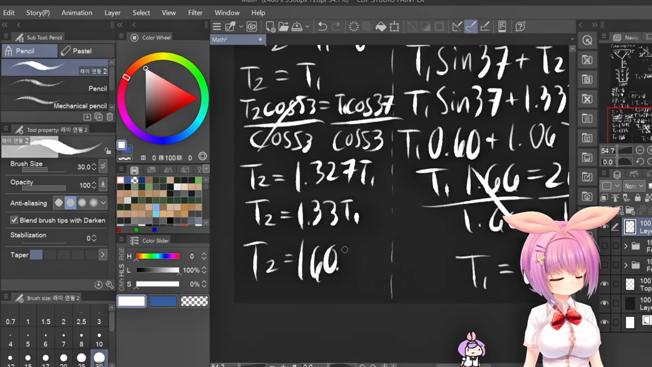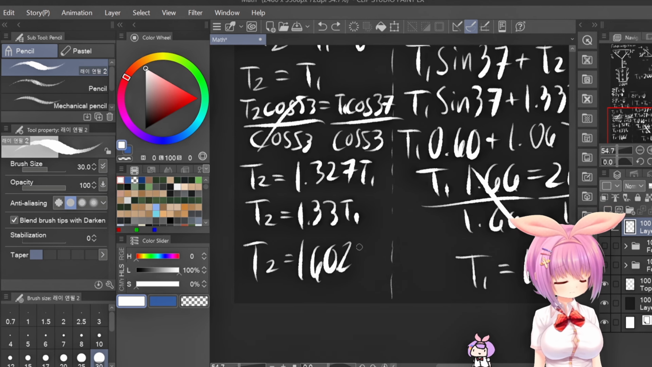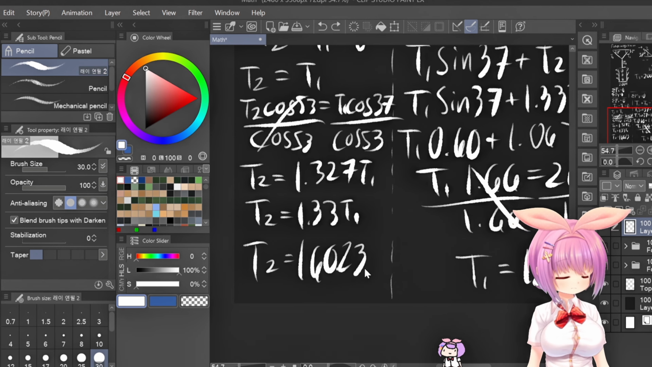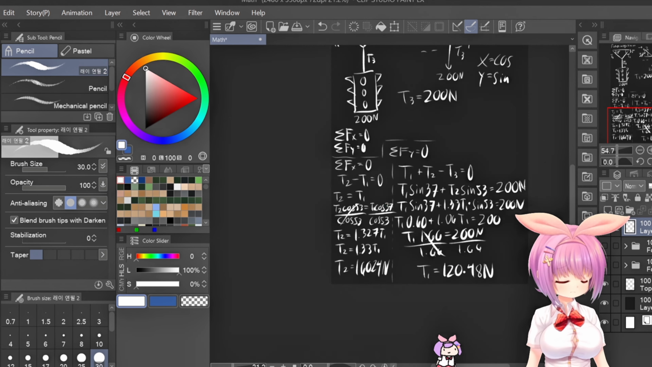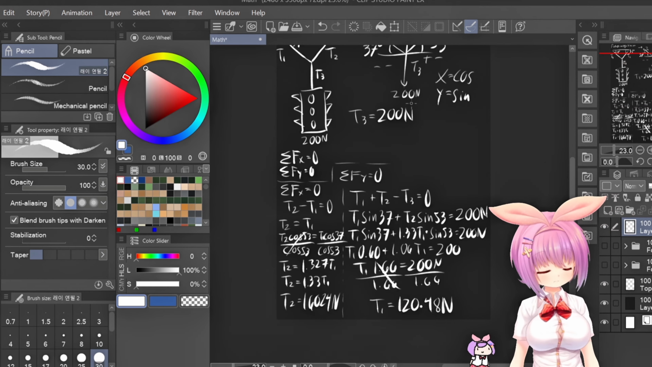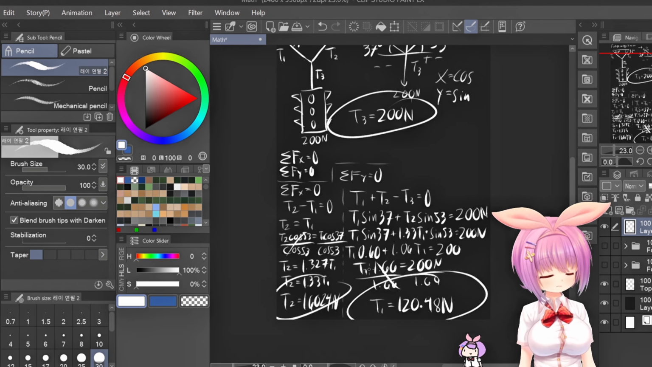16. 238. So let's round it off to 4. So there we have it. So T3, T1, and T2.